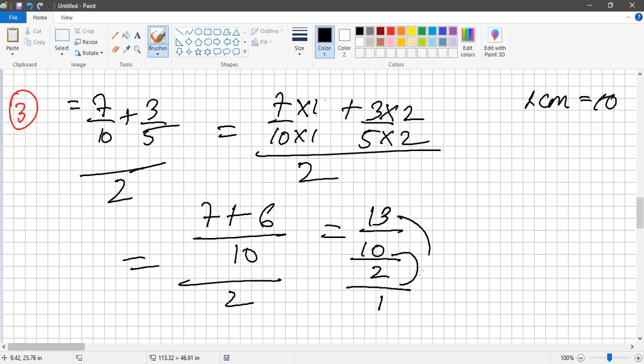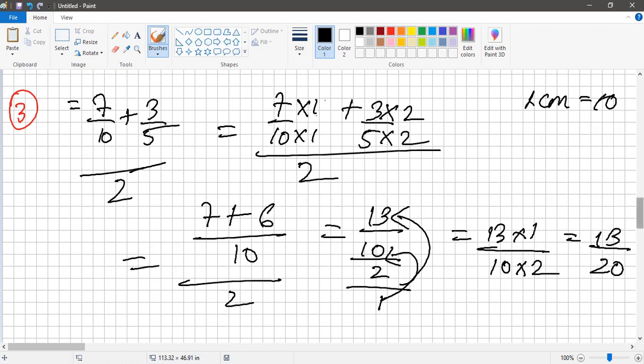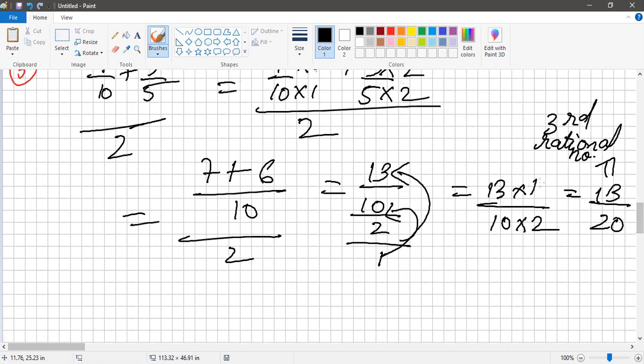This will be multiplied with this. So this is equal to 13 into 1 by 10 into 2. So this is 13 by 20. Absolutely. So 13 by 20 is nothing but your third rational number.